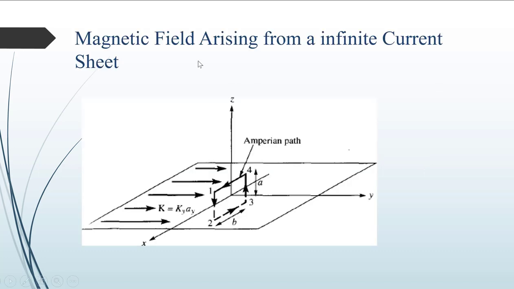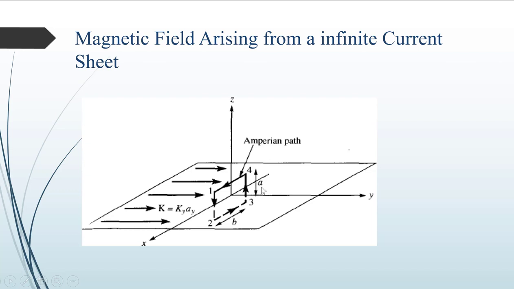So we are going to derive an expression for magnetic field arising from an infinite current carrying sheet placed in the xy plane. For this let us consider an infinite sheet carrying a surface current K bar, which is given by Ky Ay in the Ay direction, and the sheet is infinite in length and size, and it is placed in the xy plane.